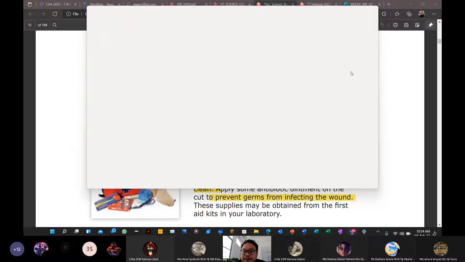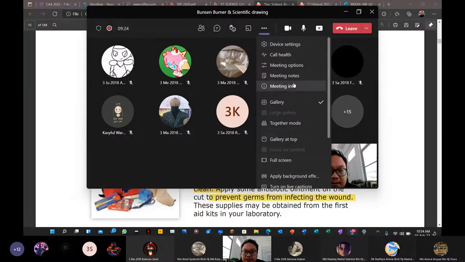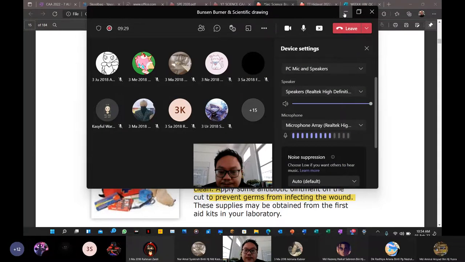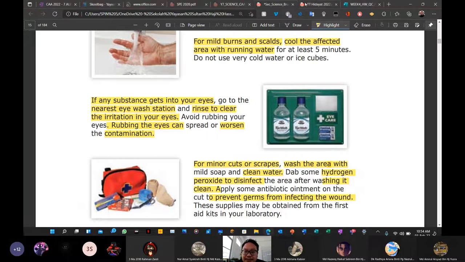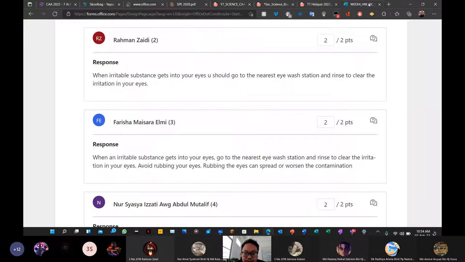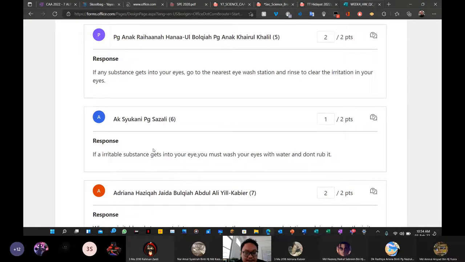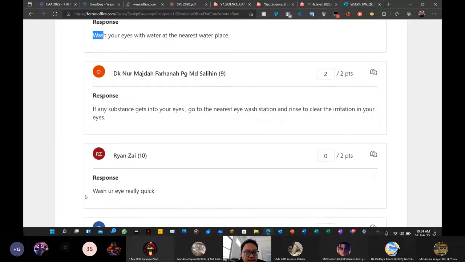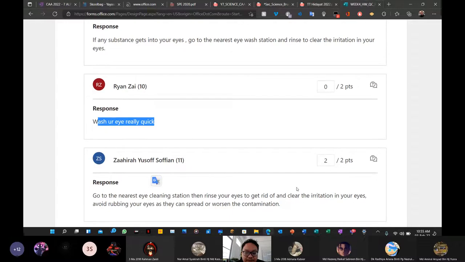Okay, so let me check. Some of you lost your marks in this part. Let's see who did not. If irritable substance goes into your eyes, you must wash your eyes. We don't wash our eyes, we just rinse them. So the word wash is incorrect. One mark again. Wash your eyes again, that's why only one mark. Wash your eye real quick, no, zero marks. You need to mention go to the nearest eye wash station and rinse.